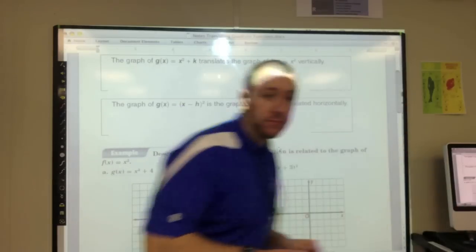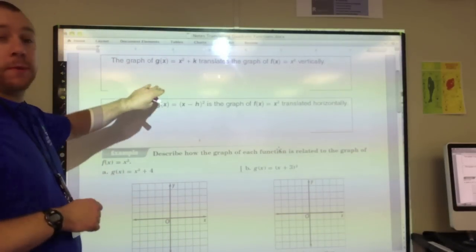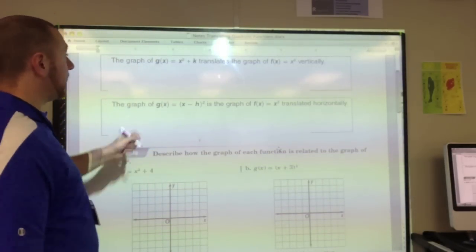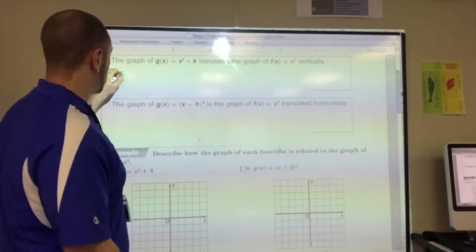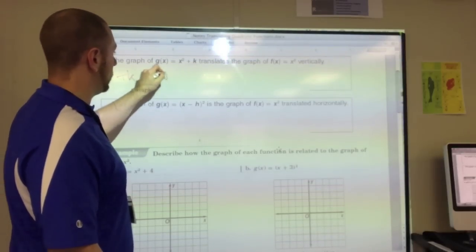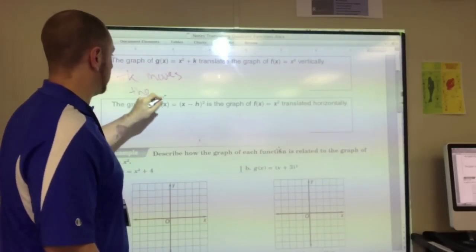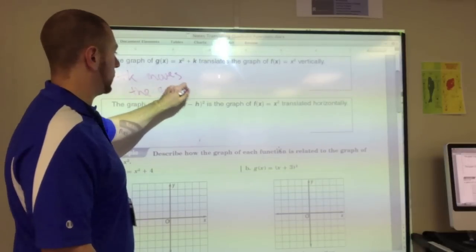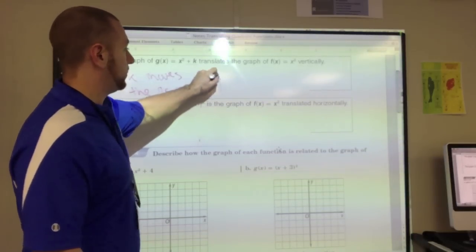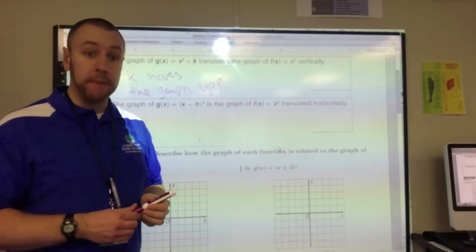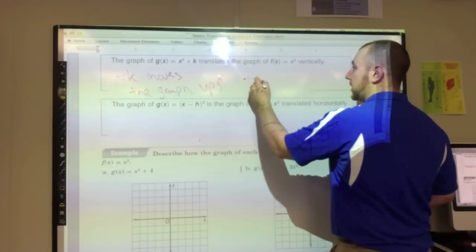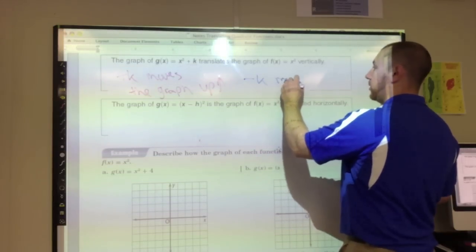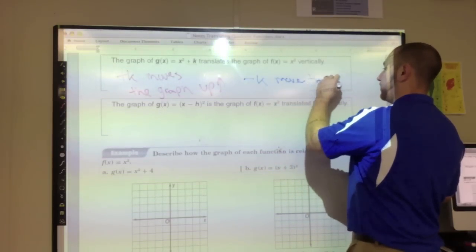So, if we remember back to the beginning of the year, whenever it's plus k, it moves the graph up. Okay? Whenever it's minus k, it's going to move the graph down.